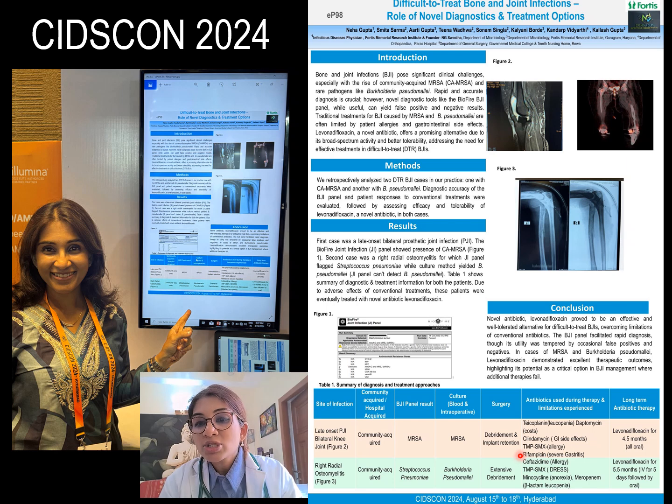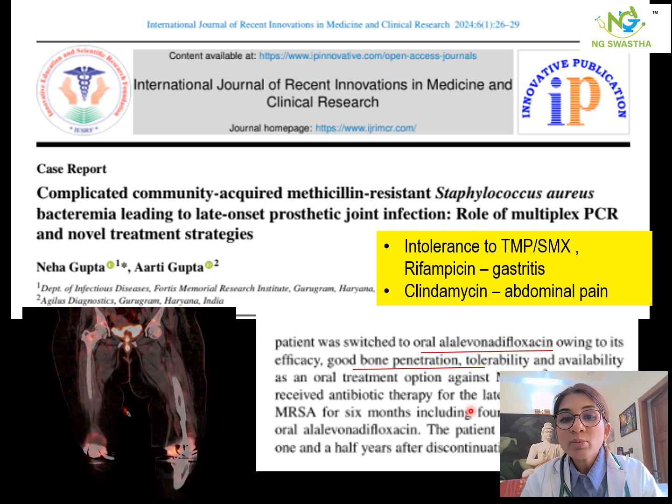Then TMP-SMX, which is Ciplar. However, there was allergy to it. And then, along with rifampicin, there was severe gastritis. So subsequently, in this particular patient, we tried levonadifloxacin, which was given for almost 4.5 months. The patient tolerated it very well, and this was related to the tolerance, good bone penetration, anti-biofilm activity, and this is also an oral agent which can be used.